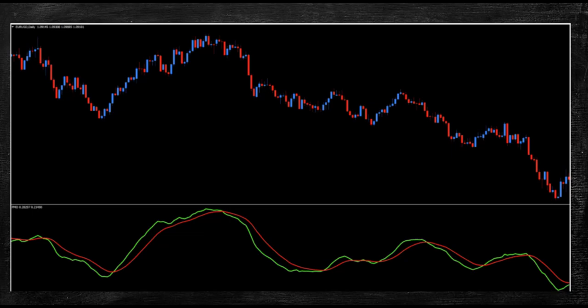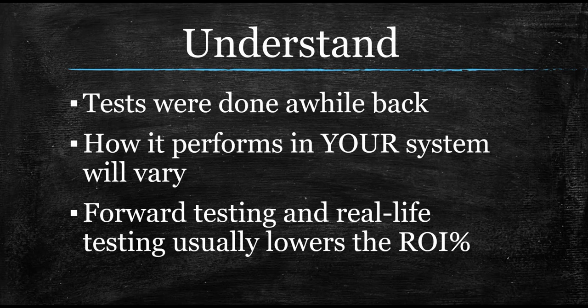Let's go ahead and run the test. Before we do that, understand, these tests weren't always done yesterday. And even if they were, and no matter what you see, it only matters how it performs in your system. So that is what you need to go do. No matter if you see amazing results or terrible results, it does not matter.